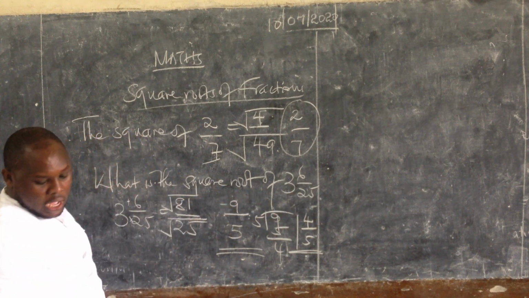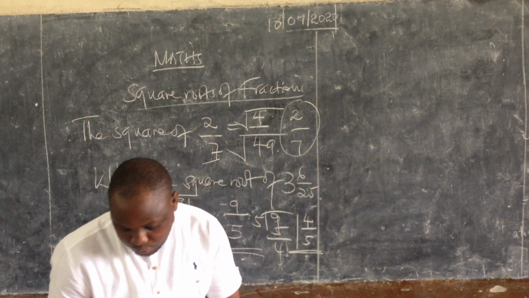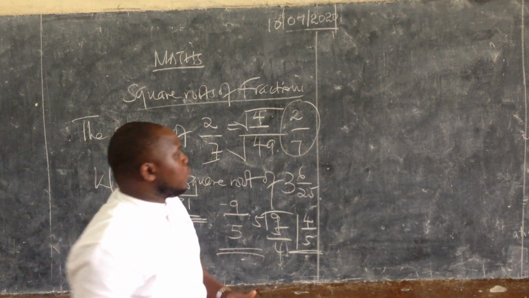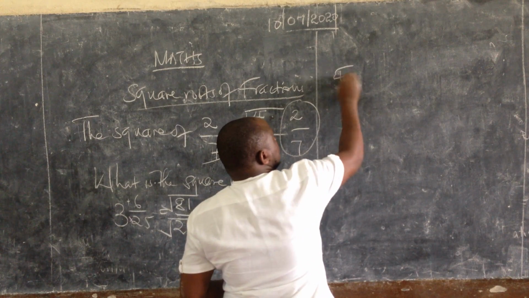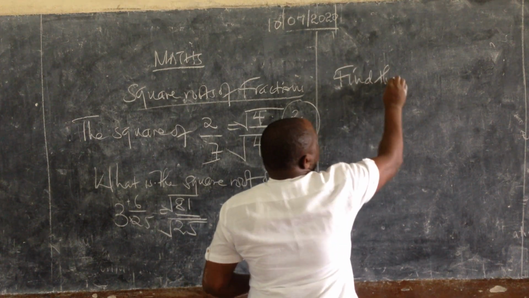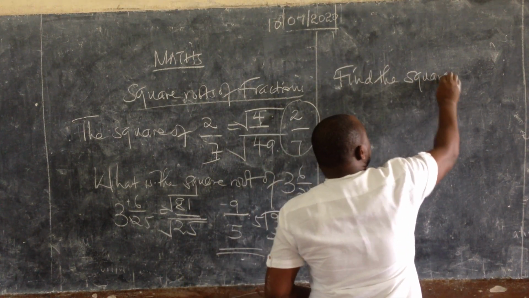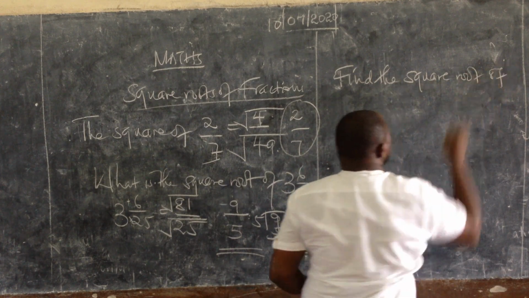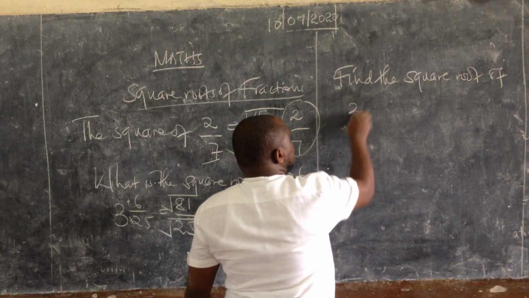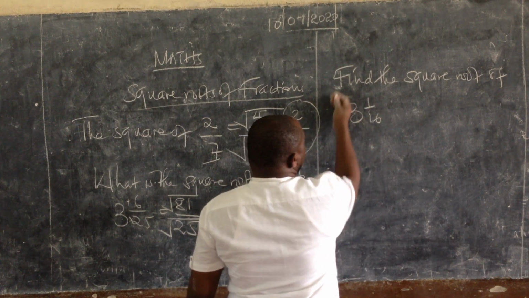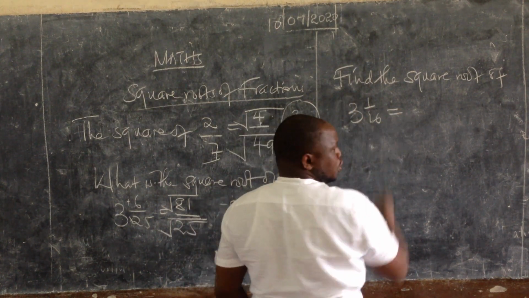I want to give you more examples. Find the square root of 3 and 1 over 16, 3 and 1 over 16. So we are looking for this. So what are you supposed to do, Lana?